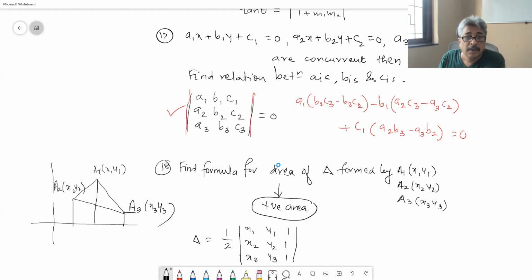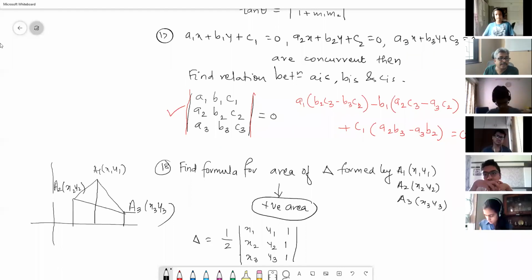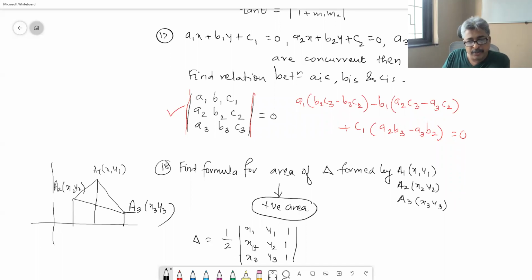Okay. Now, one important thing I have to mention here. In this fashion, if I have written first row as A1, second row as A2, third row as A3, then whatever area I will get is the area A1, A2, A3. So this could be positive or negative. That is why I had put this positive area, because we are interested in the numerical value of area.